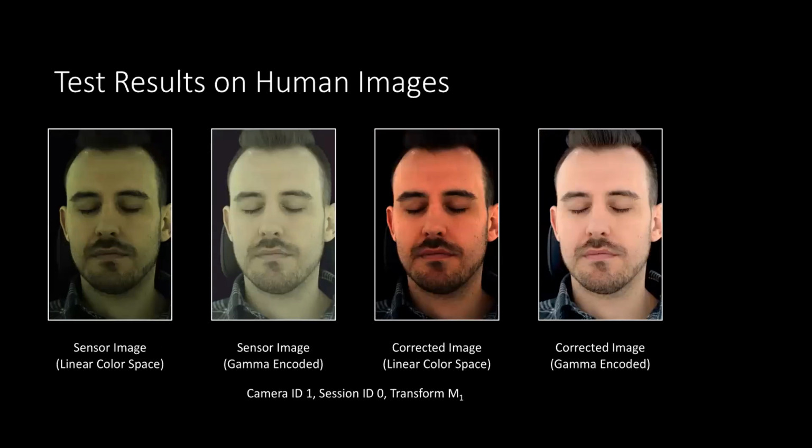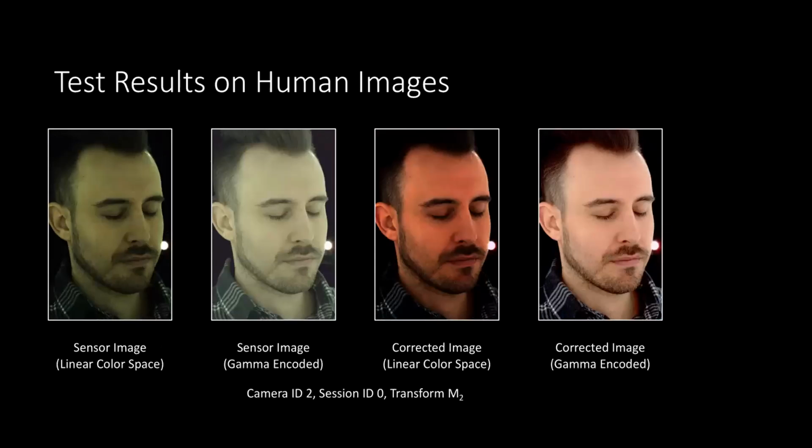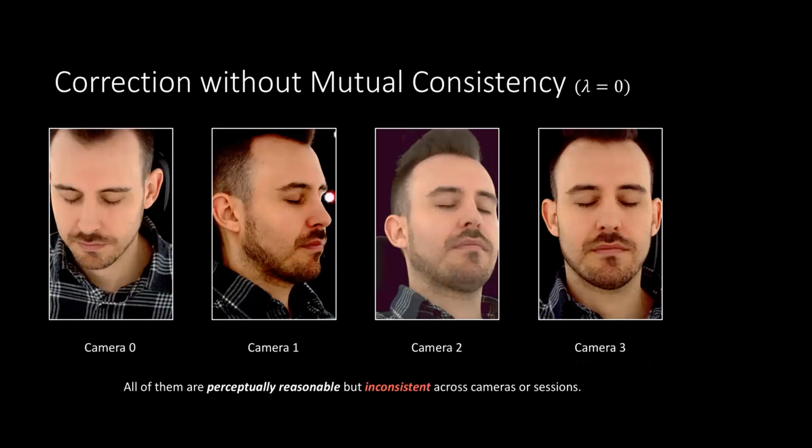Here are more results for different cameras. And we also experiment with the consistency issue that we just mentioned. Here we show our 4 examples. They are all estimated independently, without considering the mutual consistency. That is, we only optimize the loss with the first term and set the lambda as 0 here. We can see all of them are perceptually reasonable. They achieve low error with respect to the reference color space. But when we compare them across different cameras, we can see the color values are actually not consistent.